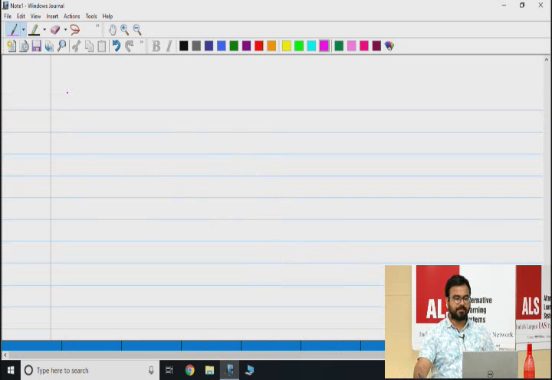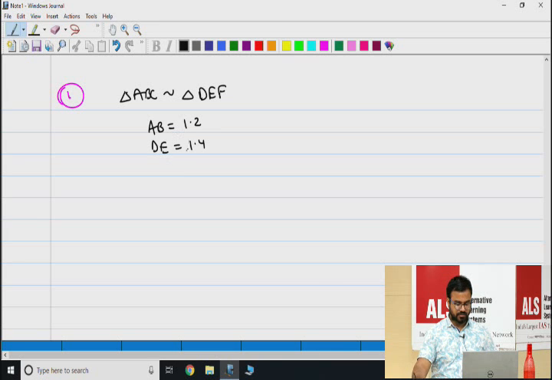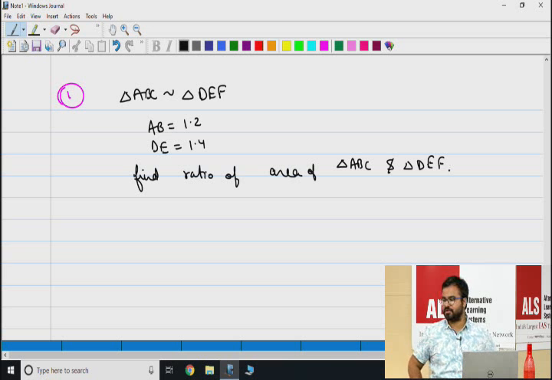Now a very small question, a basic question on this theorem. Suppose it is given triangle ABC is similar to triangle DEF, that is given to you. AB is equal to 1.2, DE is equal to 1.4. Find the ratio of the area of triangle ABC and triangle DEF. A very basic question based on the result of this theorem. Two triangles are similar, sides are given, find the ratio of the area.